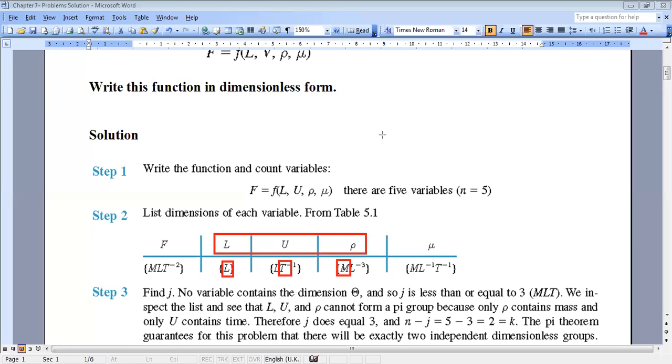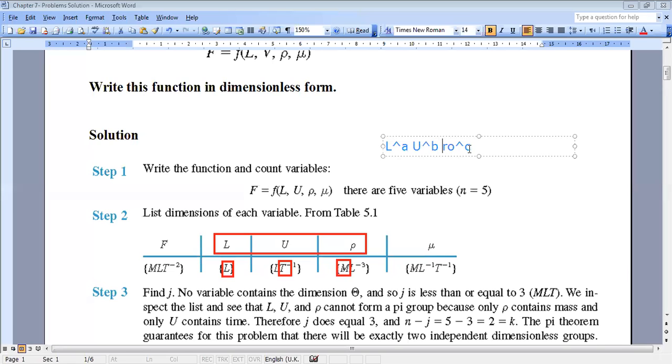And you can make sure of this. How can you make sure? You can try. How do you try if they form a group or not? You should put L to the power A times U to the power B times rho to the power C. I want to try if it can give me a dimensionless group.